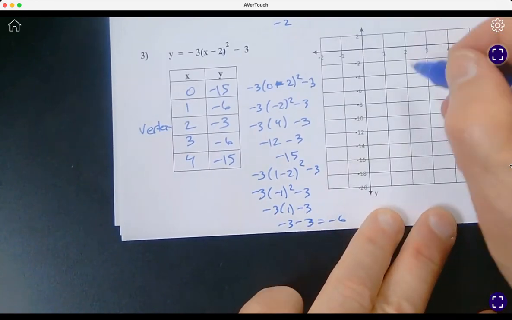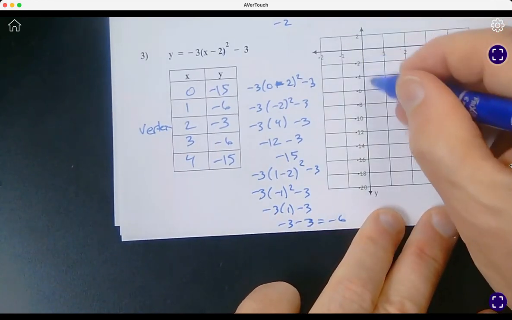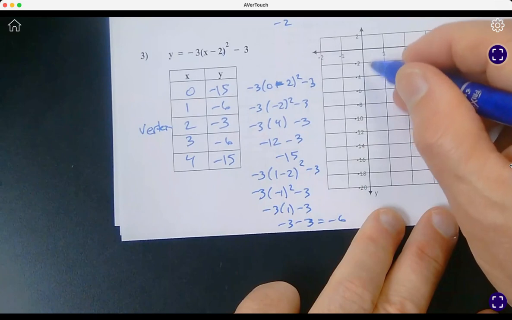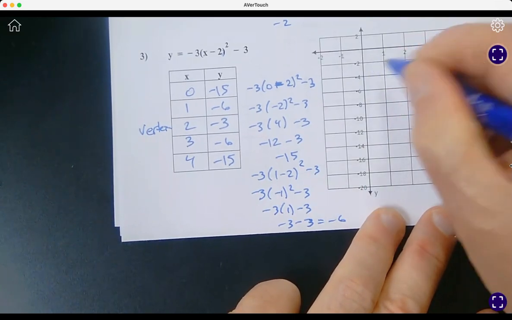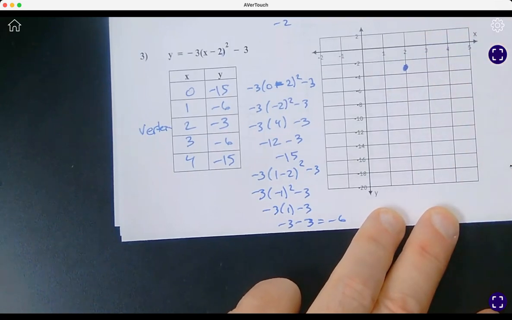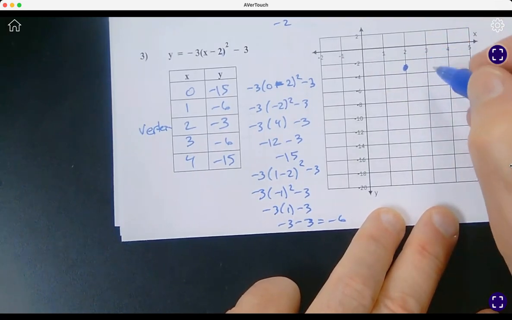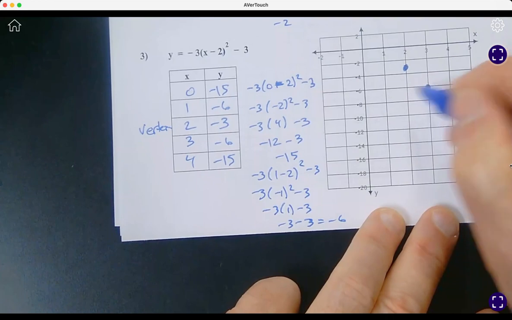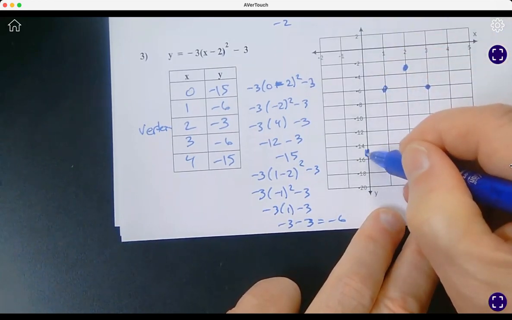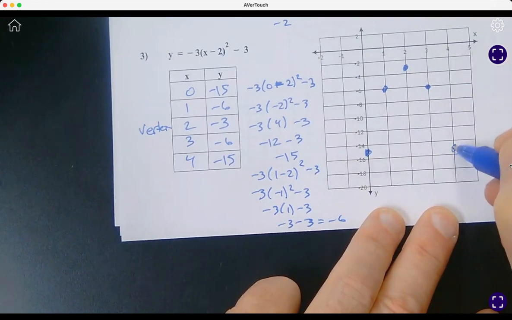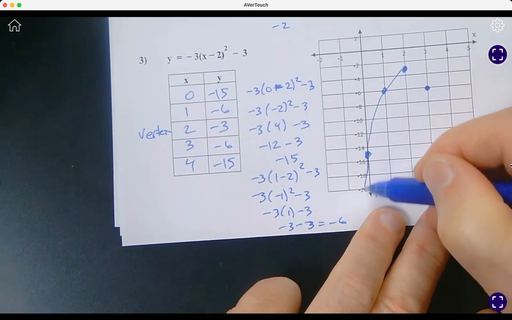2, negative 3. Notice the increments of 2 on the y-axis. So when I plot this, I'm going to have to go right there in the middle of negative 2 and negative 4. 3, negative 6. That's right here. And right here. 0, negative 15 is in between negative 14 and negative 15. And right there as well. Boom.